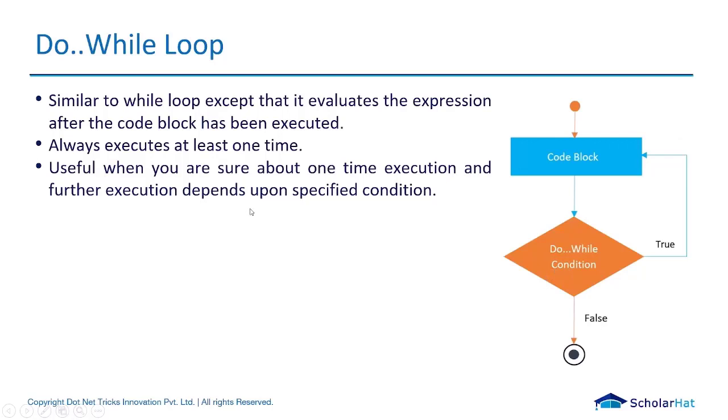So it is useful when you are sure that one-time execution is going to happen for sure, and then after that execution the condition check is going to happen. So this is the starting part of the do while loop. This code block will be executed at the very first, and after that it will enter the condition, whatever condition we are writing in the while loop.